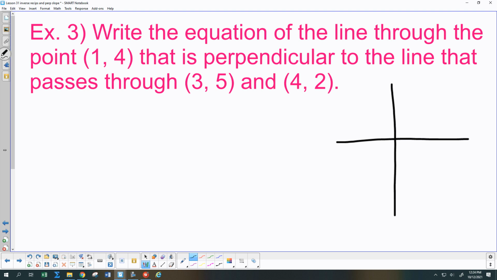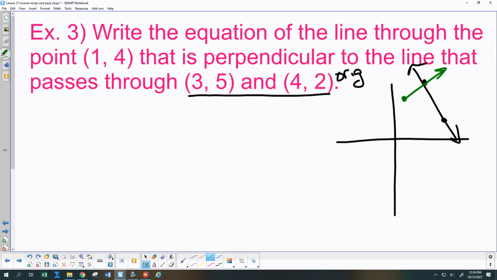We start off with a line that goes through these 2 points. So this is our original one. And we've got 3, 5, and we've got 4, 2. So that's going to be something, I don't know, maybe kind of like that. Does that look reasonable? And so we've got a line that's doing something like that. Then I want a perpendicular line that goes through 1, 4. So maybe somewhere like that. So this is the line I'm trying to find.